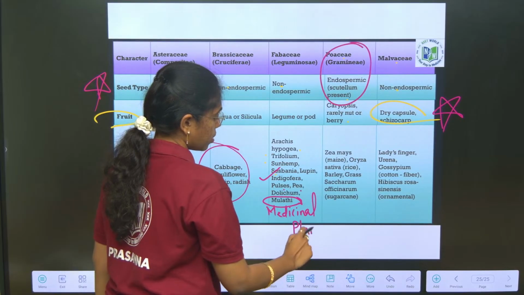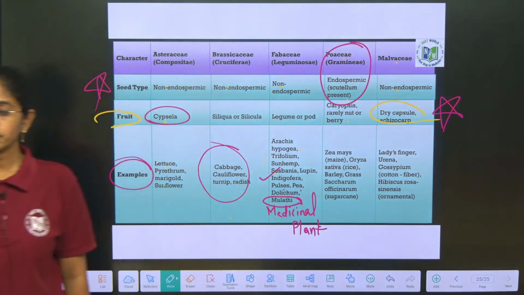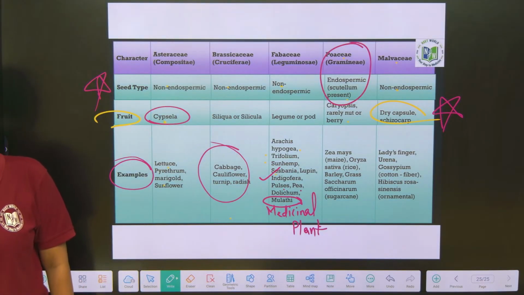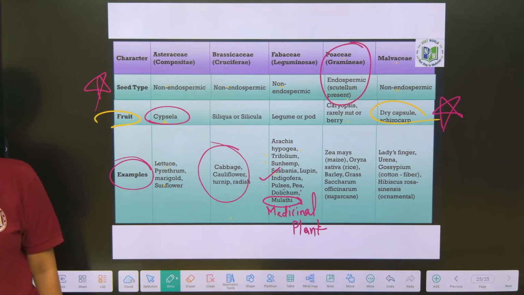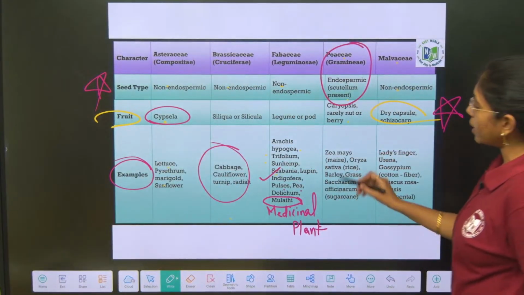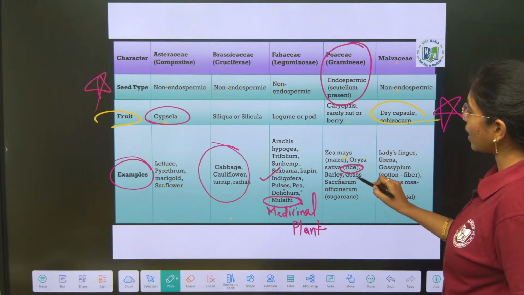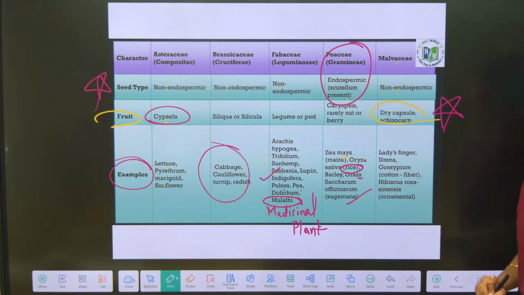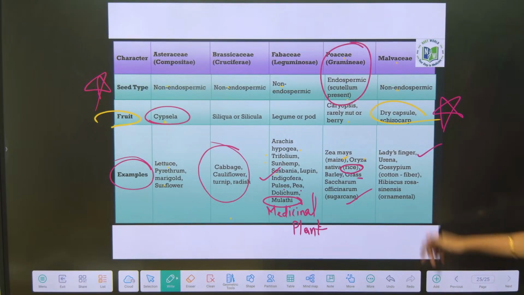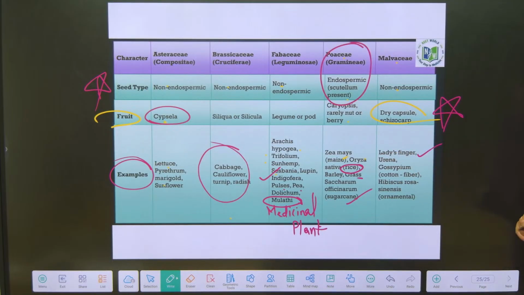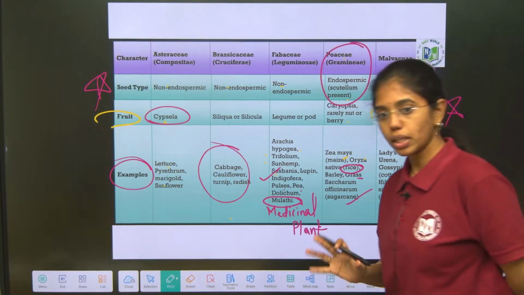Should we memorize common names or? Common names with the scientific names, advisable. Okay, if your memory is good. If it is poor, common names are enough. Next, in Poaceae: Zea mays, maize, Oryza sativa, rice, barley, grass, Saccharum officinarum, sugar cane. These are the examples of Poaceae members. And then Malvaceae: lady's finger, Urena and Gossypium, hibiscus, these are the examples of Malvaceae members. This is the complete comparative analysis between the families.